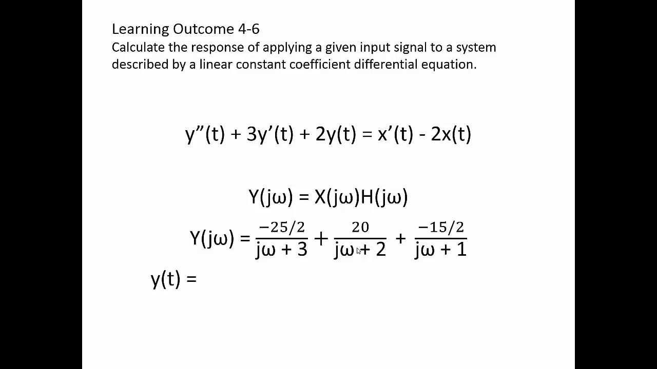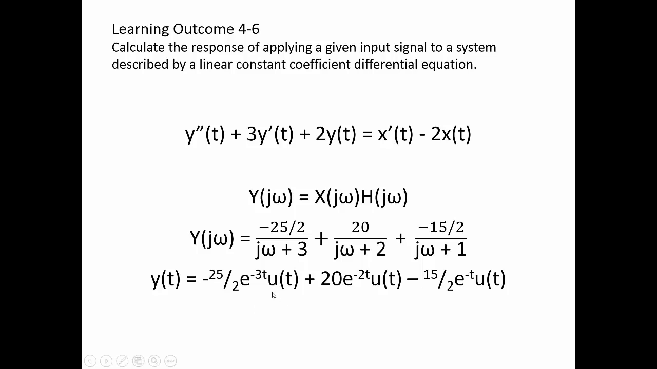Now we're ready to invert. Again, go back and look at table 4.2 of your text. Look for the 1 divided by j omega plus a. And you're going to see we're going to wind up with this combination. Again, the u of t's are very important, and your answer is incorrect without them.